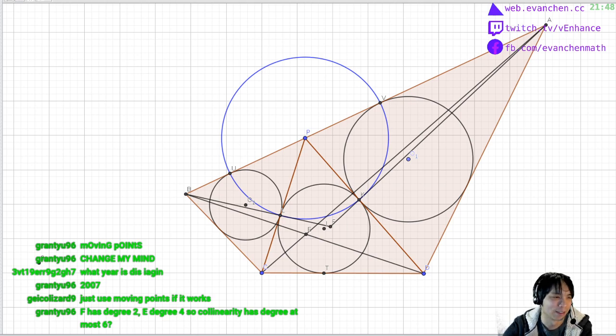Yeah, that's the issue. I agree it should be a degree at most 6, but I don't know what 6 points I would check. Like, I feel like 6 is too high. I don't know if it would actually be easier with only 6, if this degree is that large.